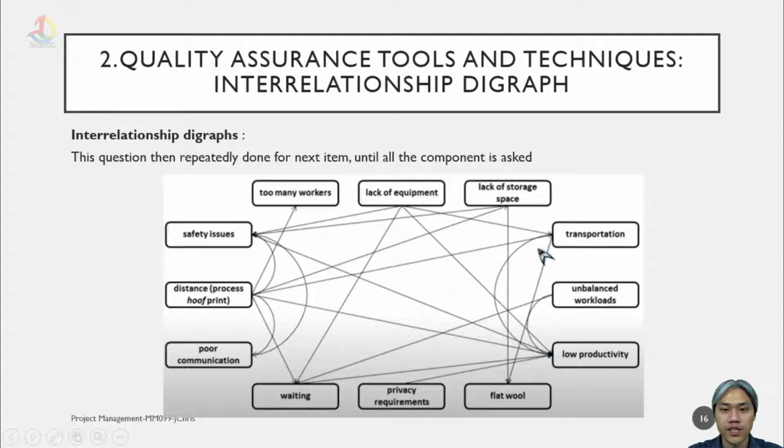Let's say this project is concerned with producing some basic raw materials of wool, and they don't want it to be in flat condition. It means it's compressed. It has no correlation with transportation, unbalance, and so on. And we go clockwise here until all the components for each item are asked. Until the end, it will be, if there are too many workers, does it have any correlation with safety issues, and so forth.